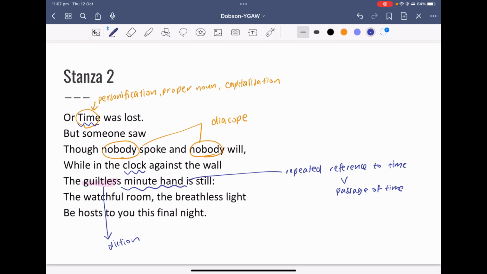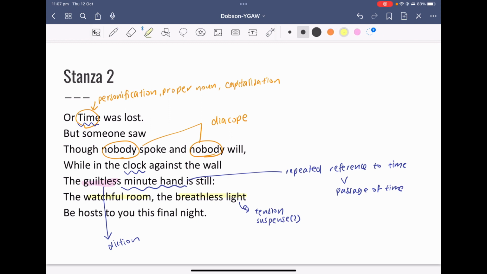The watchful room, the breathless light. I want you to just make note of the words here. Watchful room, breathless light. You need to make note of how there is this sense of tension, not suspense, I'd say, but there is this air of tension that is being held onto, and then it says be host to you this final night.